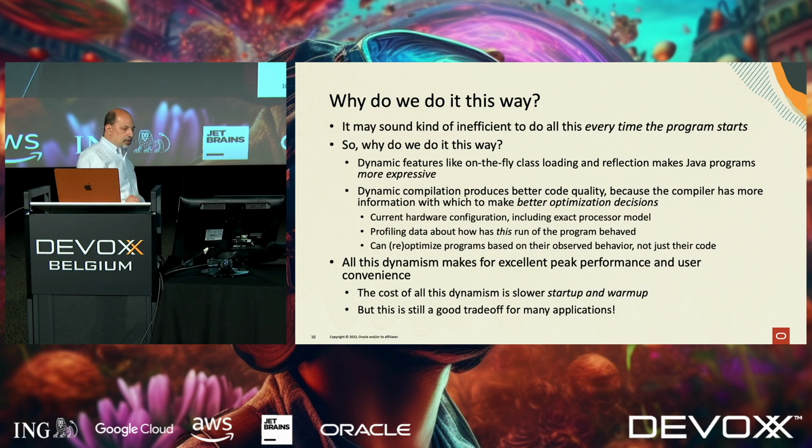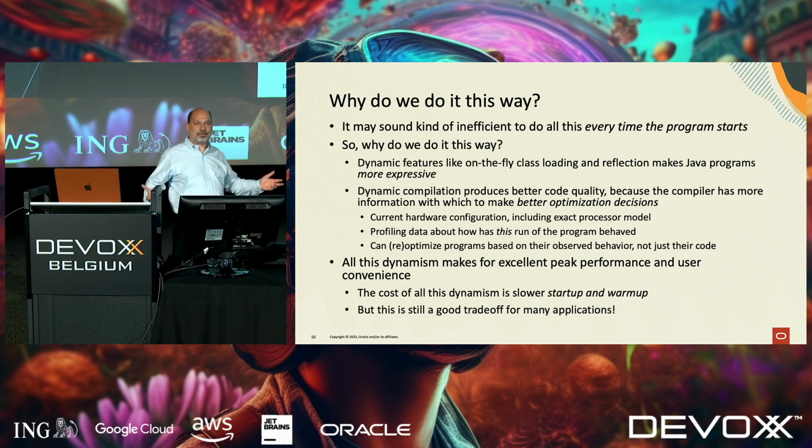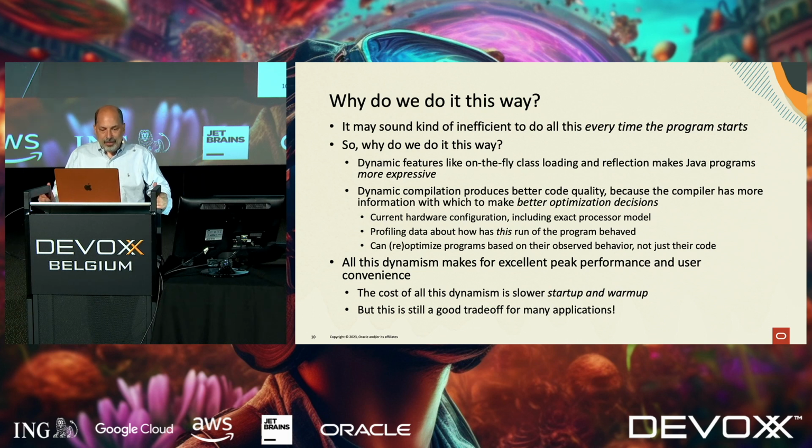Okay, so the $1 million question: why do we do it this way? At first, it sounds really inefficient to do what I just described, to do all of that work every time the program starts. Are you crazy? And the reason is dynamism benefits both the programming model and the performance model.